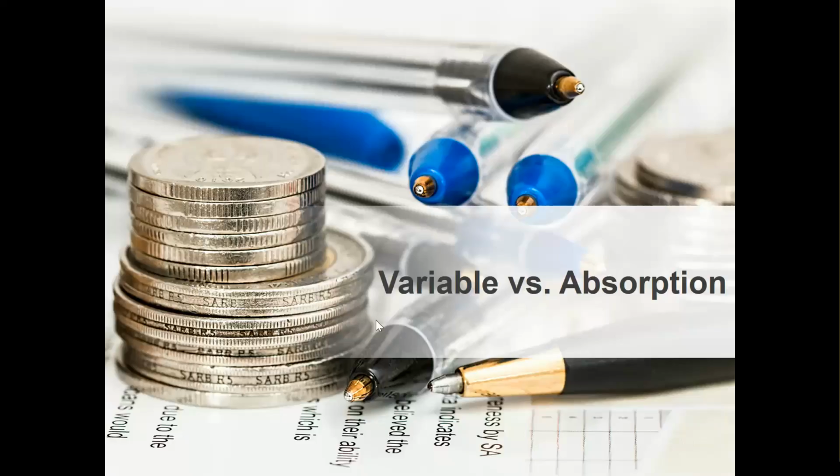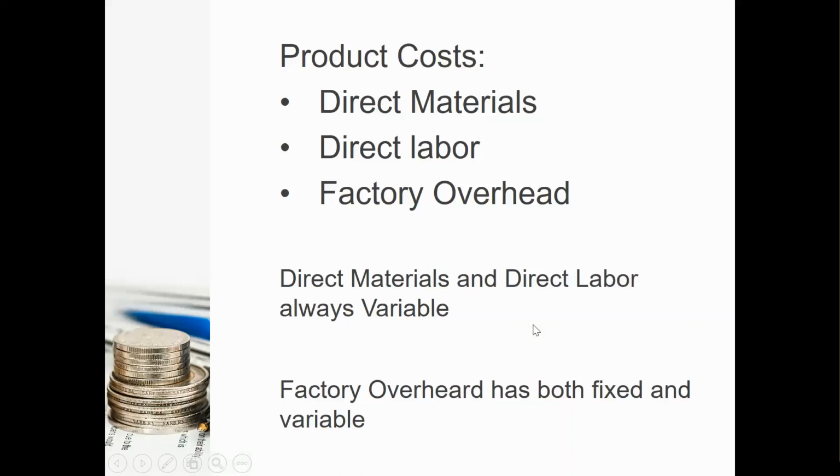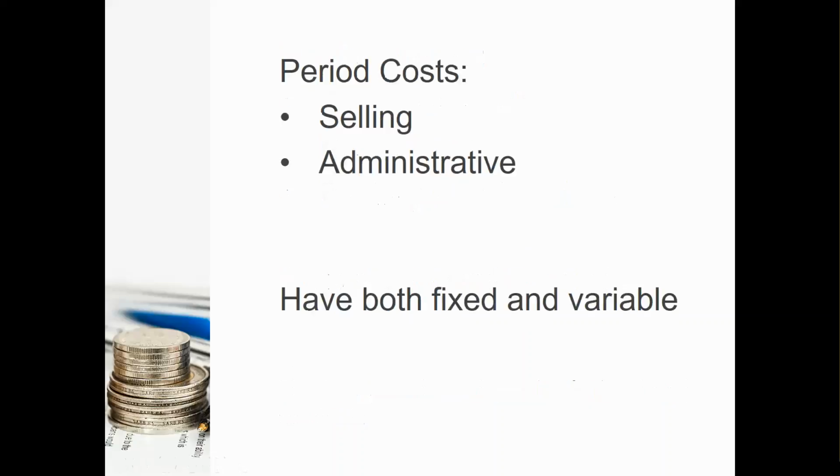This video will look at variable costing versus absorption costing. Remember, we have three product costs: direct materials, direct labor, and factory overhead. And remember, direct materials and direct labor are always variable, while factory overhead is a mixed cost. It has both fixed and variable costs included.